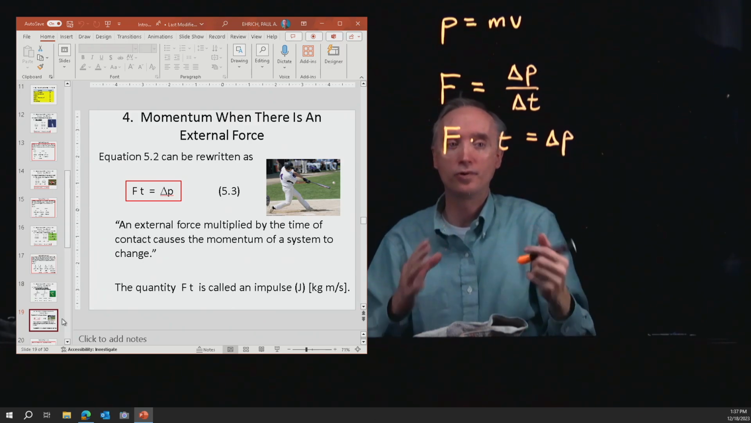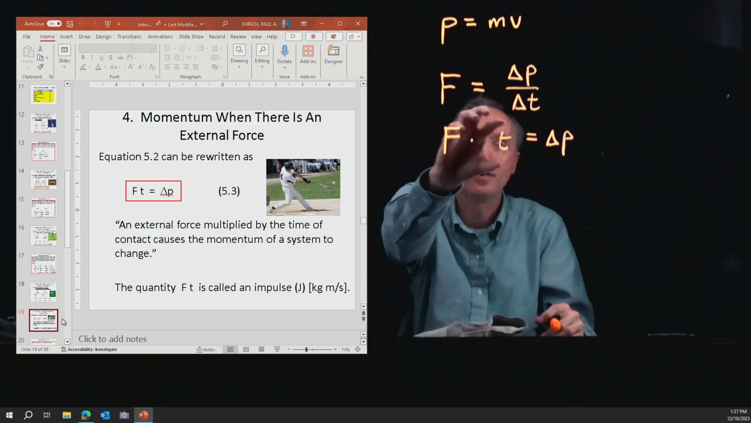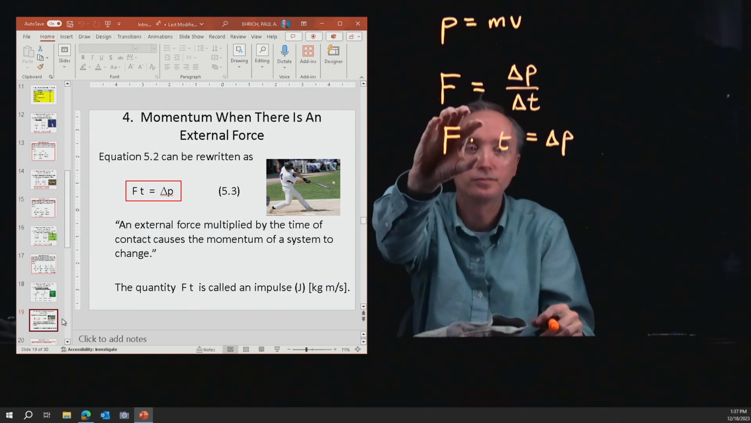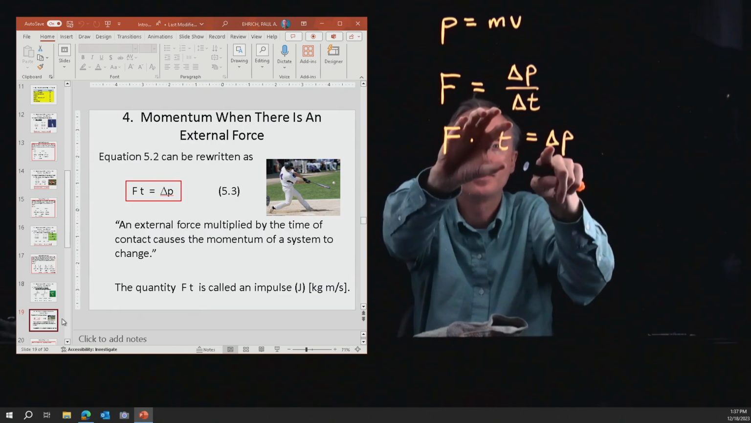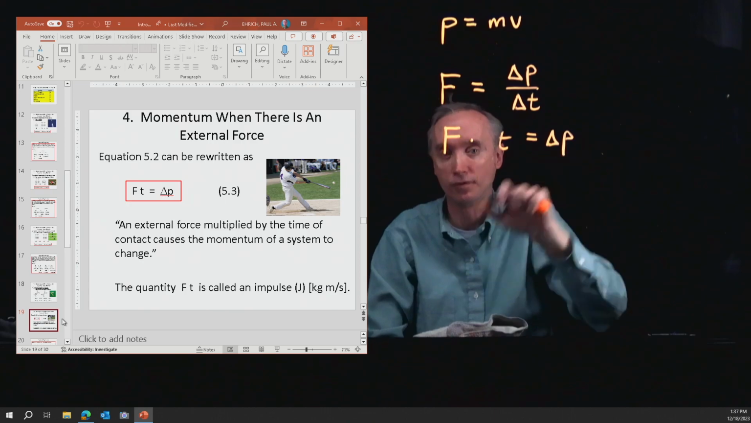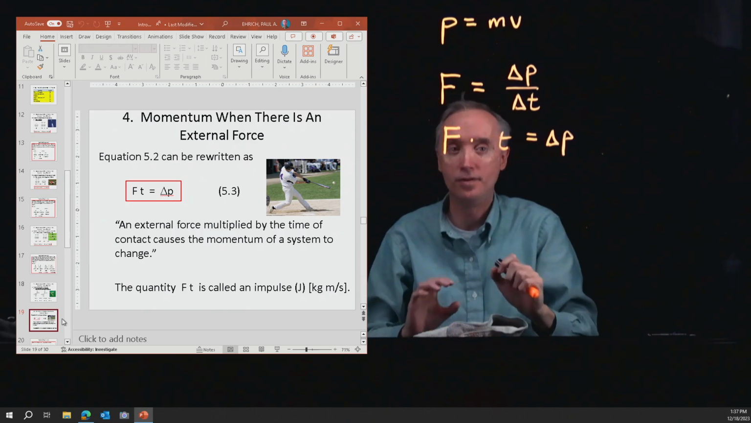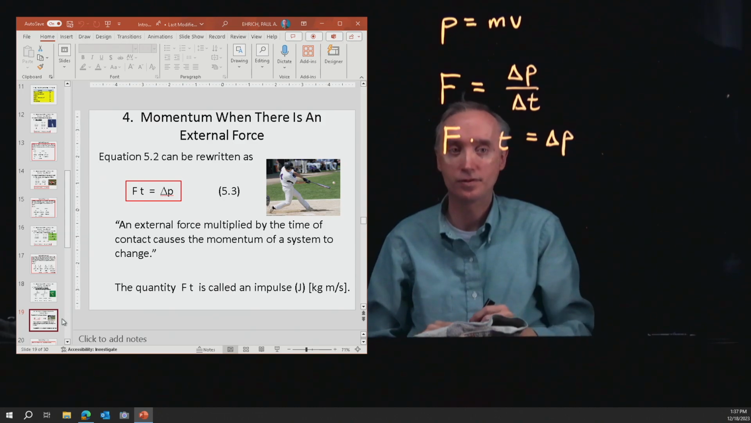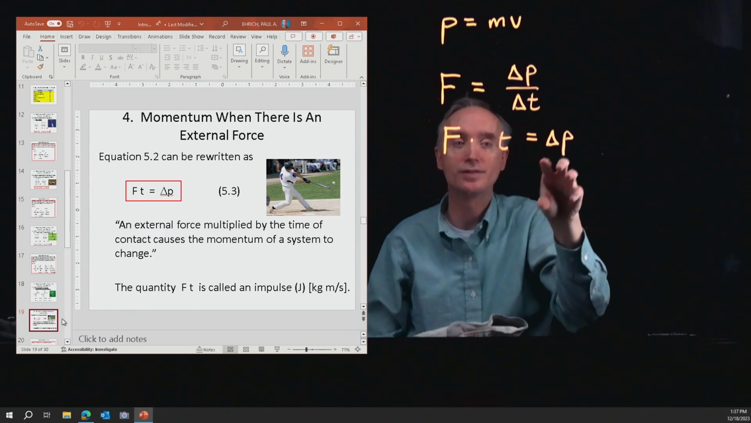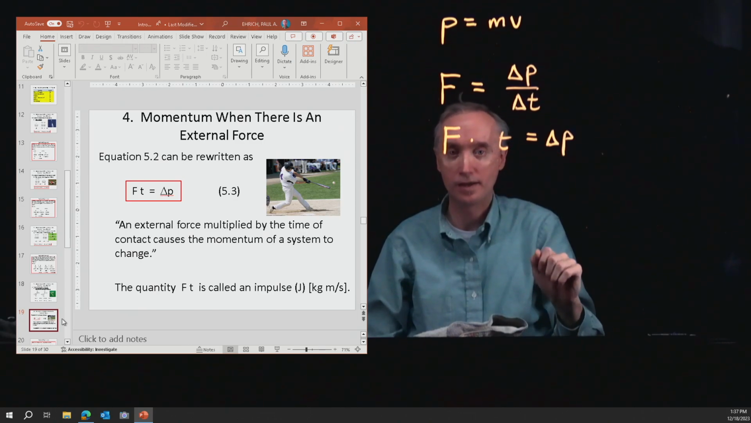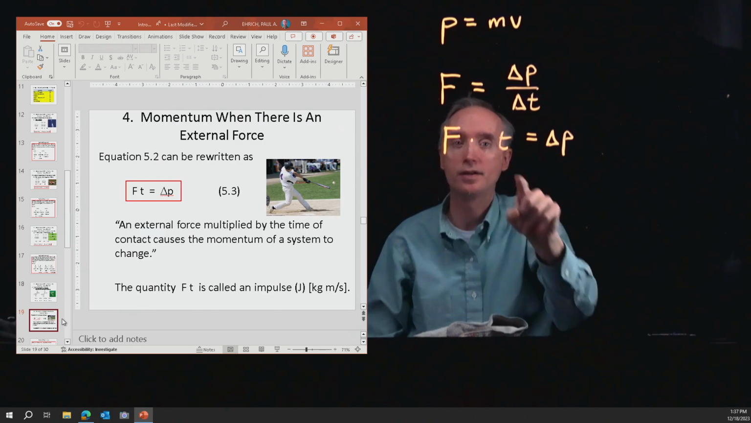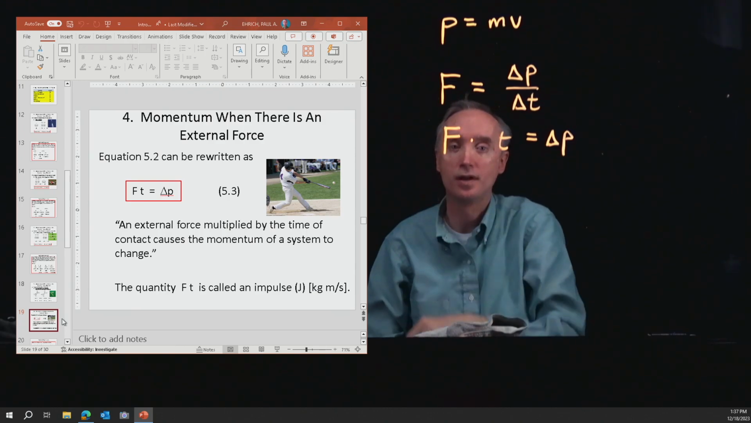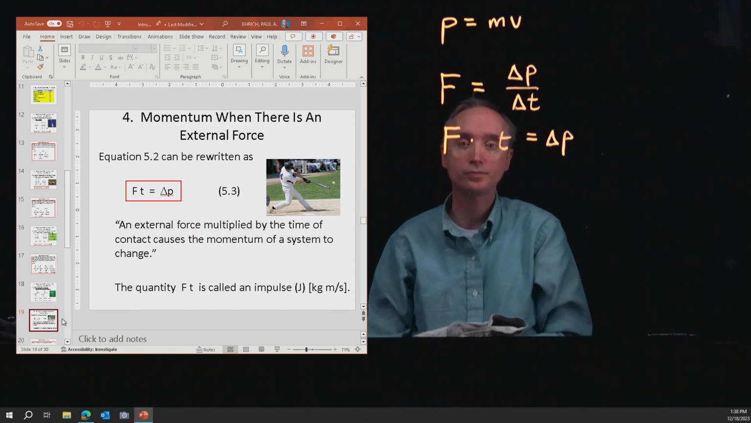So in our previous segments, this side over here was 0, and that meant that your initial momentum had to equal your final momentum. This time, momentum is not going to be conserved. So this time, the initial momentum is not going to be the same as the final momentum because there's going to be an outside force acting on the system.